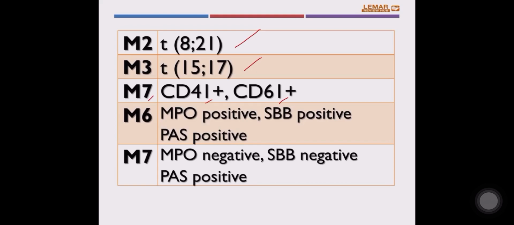M6, erythroleukemia. The blasts are MPO positive, Sudan Black B positive, and PAS positive. In contrast with M7, the blasts may be PAS positive but are negative for the myeloperoxidase and Sudan Black B stain.